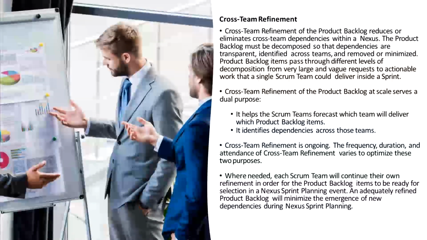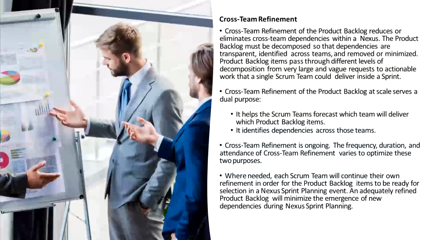Cross-team refinement. Cross-team refinement of the product backlog reduces or eliminates cross-team dependencies within a Nexus. The product backlog must be decomposed so that dependencies are transparent, identified across teams, and removed or minimized. Product backlog items pass through different levels of decomposition, from very large and vague requests to actionable work that a single Scrum team could deliver inside a sprint.